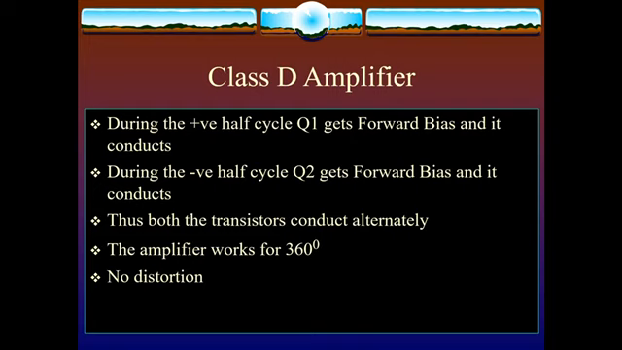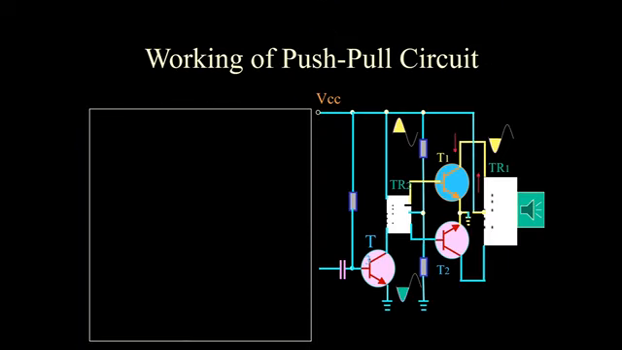Hence, we can get rid of the distortions, so 100% efficiency you can achieve. This is the working of a push-pull circuit.